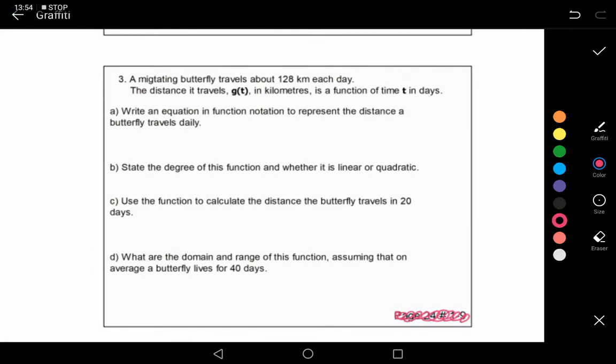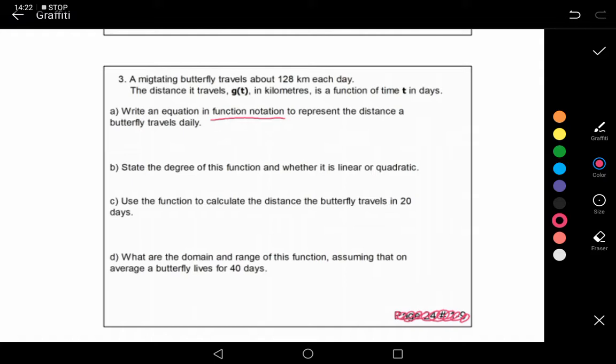So a word problem for us. A migrating butterfly travels about 128 kilometers each day. The distance it travels, g of t, in kilometers is a function of time, t, in days. So write an equation in function notation to represent the distance a butterfly travels daily.